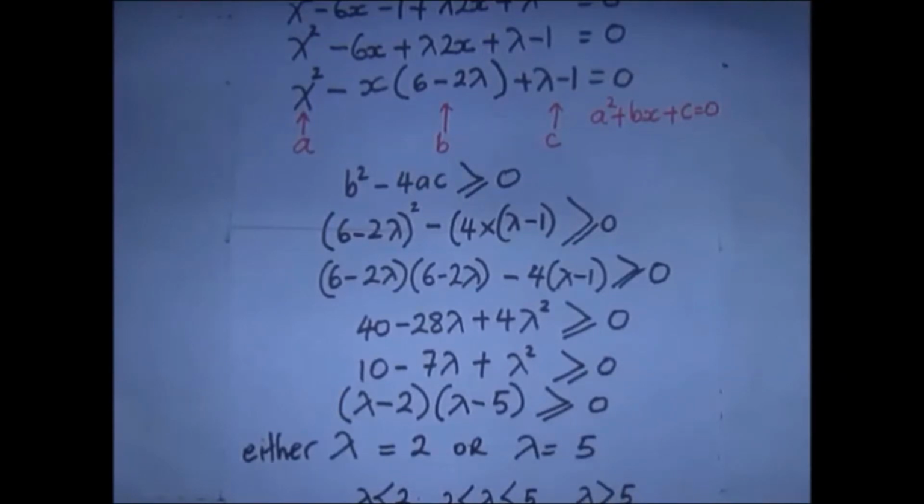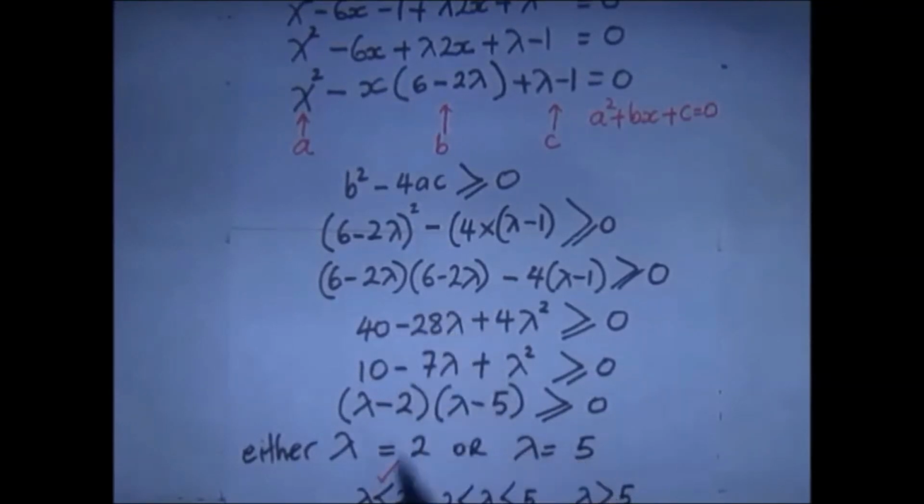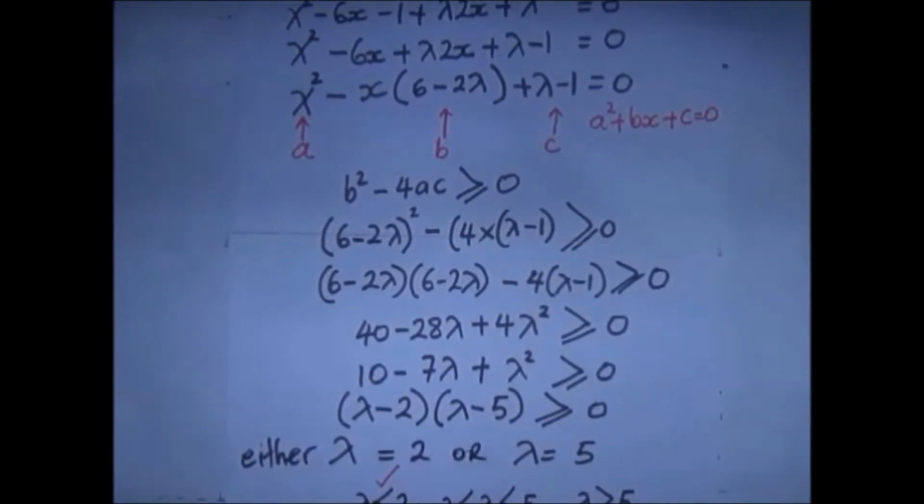So if we pick a figure below 2, let's say we pick 0. 0 minus 2 here will be negative 2. Negative 2 times negative 5, if this is 0 of course, will give us a positive 10. So we ask ourselves, is positive 10 greater than or equal to 0? Yes. So what does that mean? It means that x less than 2 satisfies that range.